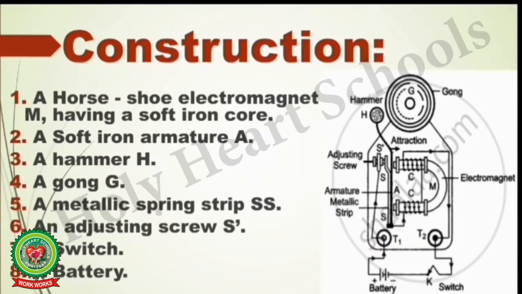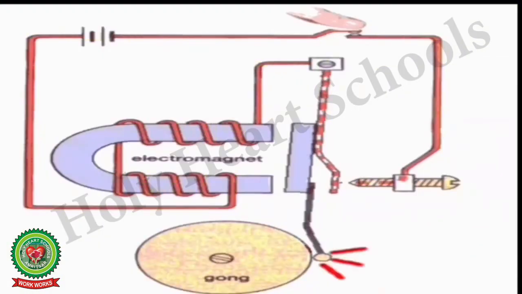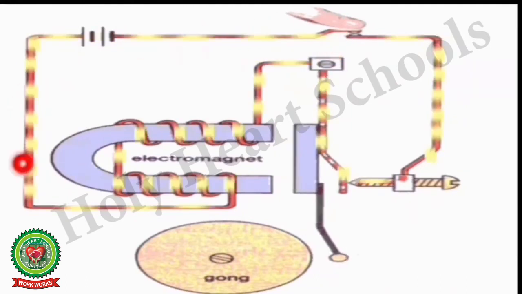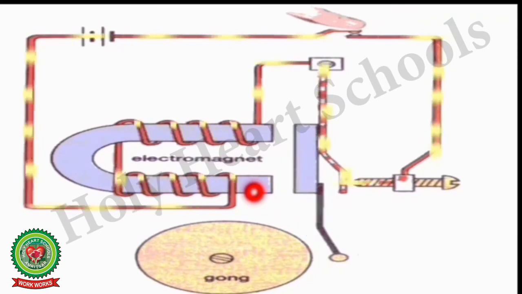Students, let's see how an electric bell works. When we switch on the switch, current flows through the coil and the iron core gets magnetized.